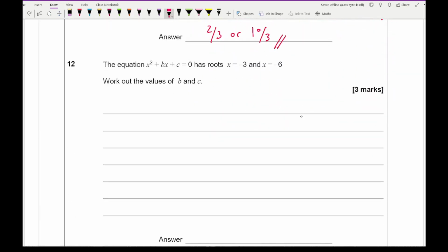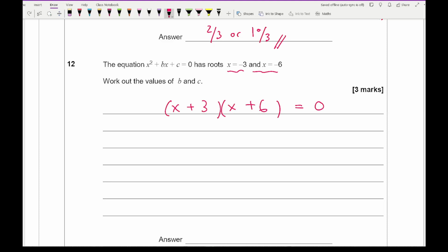Then moving on to our last question, it says the equation of x squared plus bx plus c equals 0 has roots of minus 3 and minus 6. Work out the values of b and c. Well, if these are the answers, then basically the opposite should be what's inside our brackets. So to get a value of minus 3, it means we must have x plus 3 in one bracket, and for one answer to be minus 6, then we need to have plus 6.